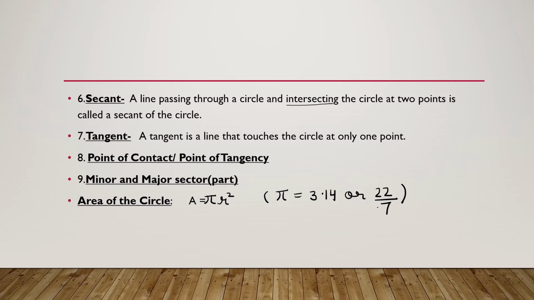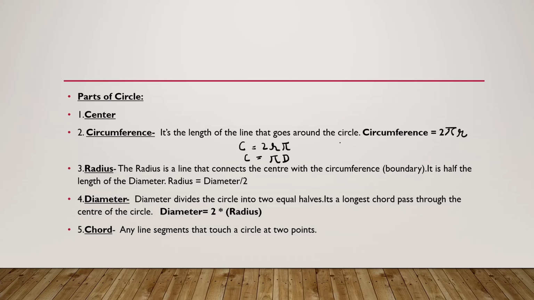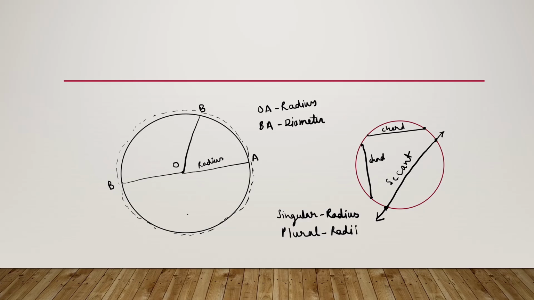Next one is a tangent. A tangent is a line that touches the circle at only one point. If you see this figure, this line is called the tangent, and the point of tangency is this point where it is touching the circle. Say this is X, so X is the point of tangency or point of contact.